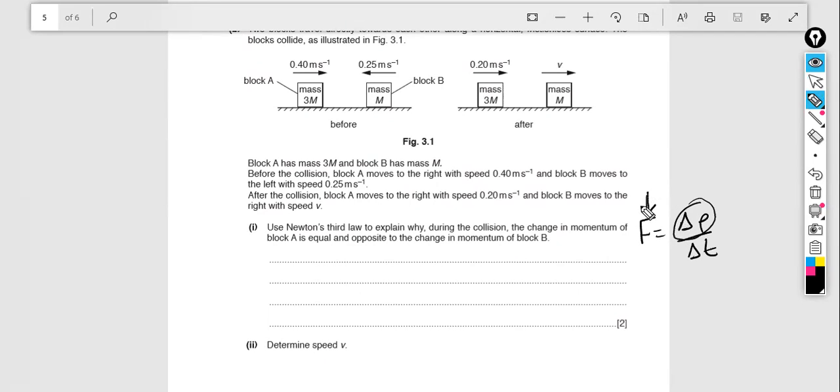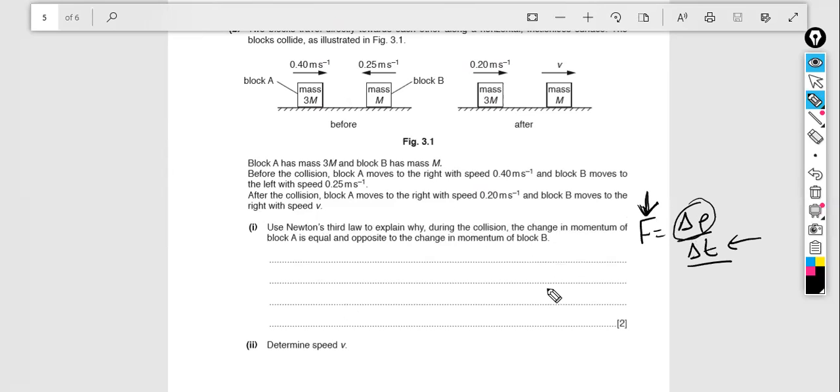Well, if the forces are the same and the time of collision is the same, that's kind of what it means to collide, right? The two objects are touching each other for the same amount of time. As soon as they separate, they're no longer in contact with each other. And so Newton's third law says that the forces are the same, equal and opposite, and they collide for the same time, and therefore the change in momentum must be equal and opposite. So use Newton's third law to explain how the forces are the same, and then the objects are in contact for the same amount of time, and therefore the change in momentum must be the same.